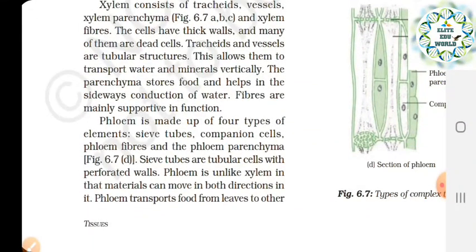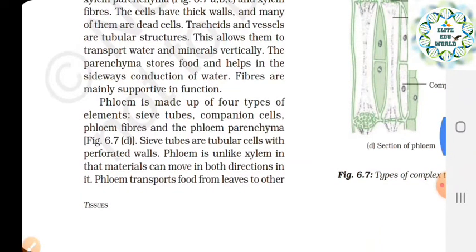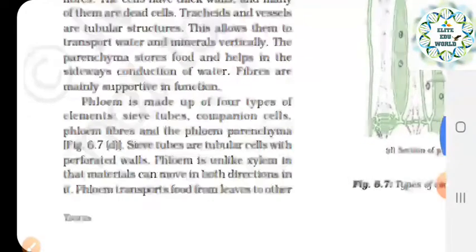Now we will start the phloem. So what is the function of phloem? To transport food from leaves to other parts of the plant, from the green to the non-green parts, because food is made in the leaves only, since only leaves can do photosynthesis. So the food produced in the leaf should be transported from the leaves to other parts of the plant with the help of phloem. This is the function of phloem.